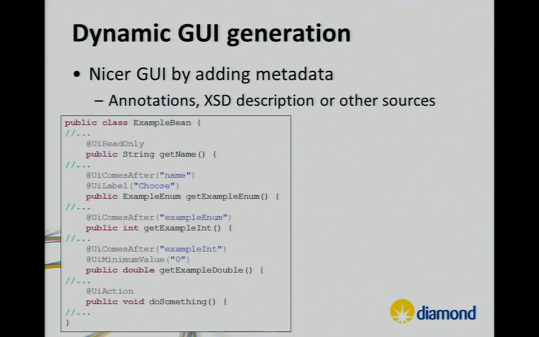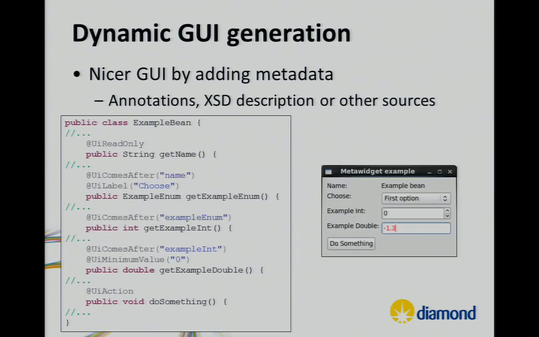You can get a much nicer GUI out of this by adding metadata. We've mostly been doing that by annotation so far, which is what you see in this example, but you can also do it from an XSD description if you have that. So you see we've got a few different types of annotations on here. That produces a slightly richer GUI.